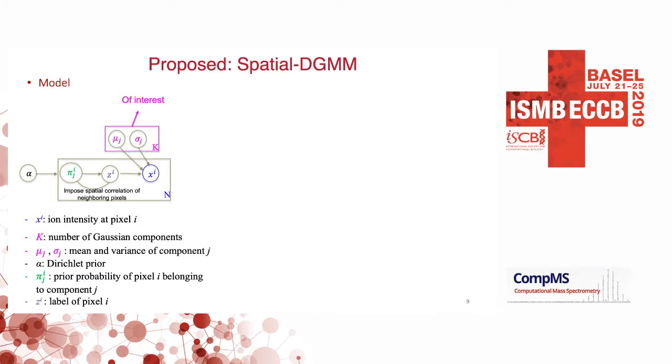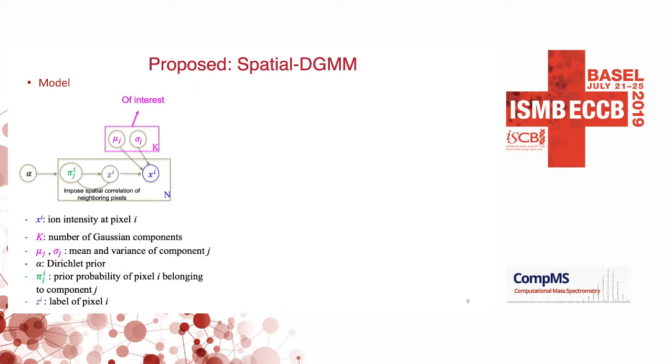So here is a graphic representation of the model. x_i is the ion intensity at pixel i. Once again, we analyze one m/z at a time, one sample at a time, and we repeat for different m/z values. Then K is the number of Gaussian components. Mu and sigma are the means and variances of the components.